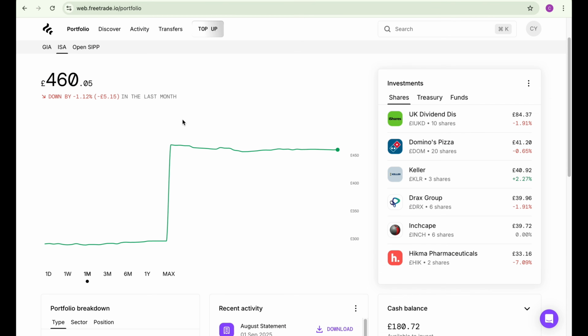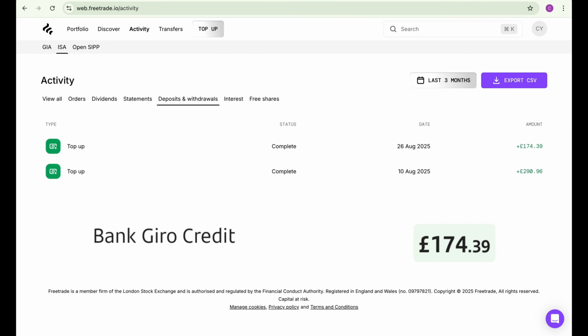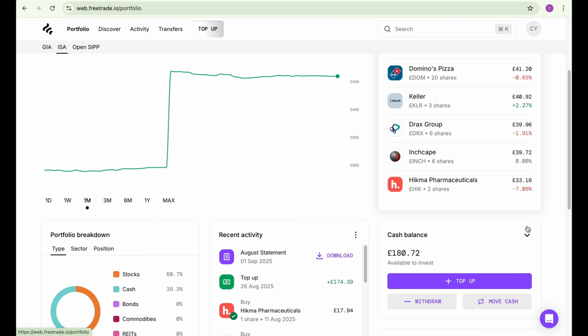And like I mentioned earlier, I'll be using my YouTube earnings each month to fund this series. As you can see on screen, last month the channel brought in £174.39, so that is exactly what I've added straight into the portfolio. That now leaves me with just over £180 sitting in the account ready to be invested, so let's jump in and put that money to work.